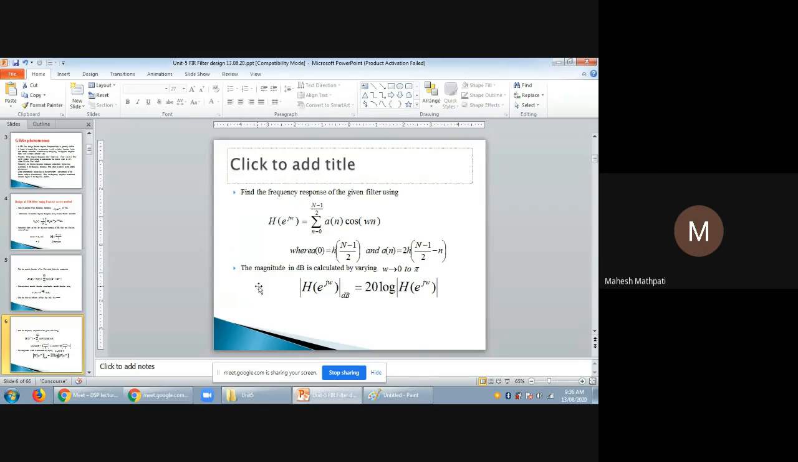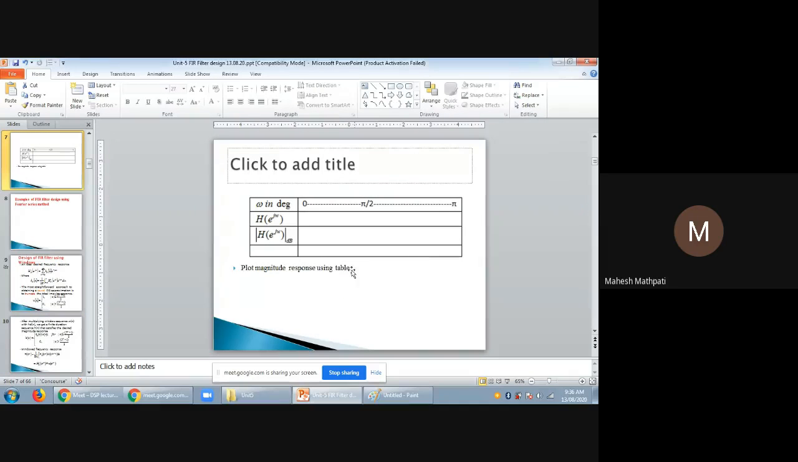Finally, we calculate the magnitude in dB as omega varies from 0 to π, that is 20 log |H(e^jω)|, and we plot the final response using this table. Hope you all have understood these steps. Any confusion here? No, sir. Now we will move towards the example.